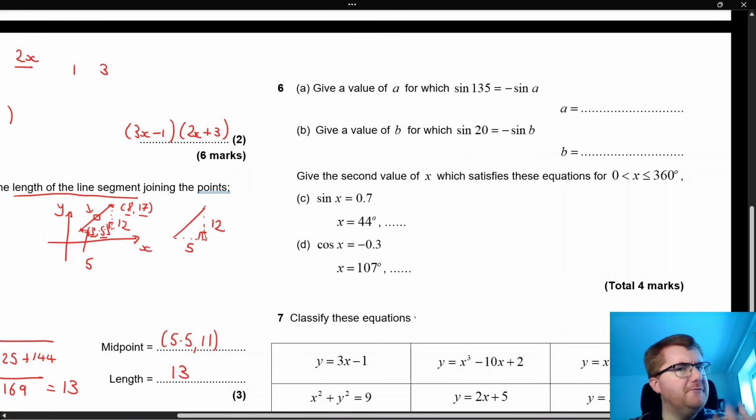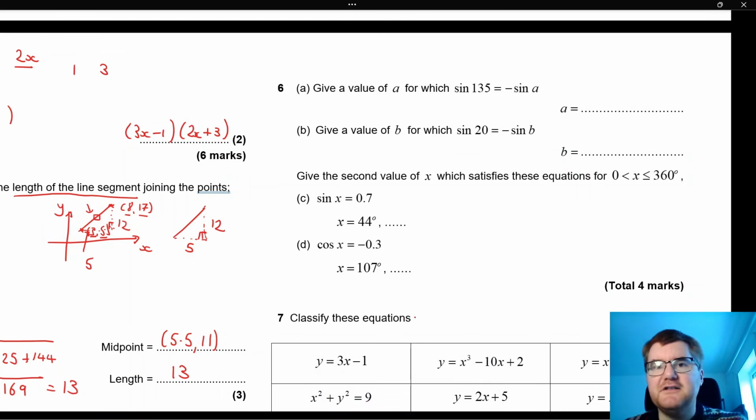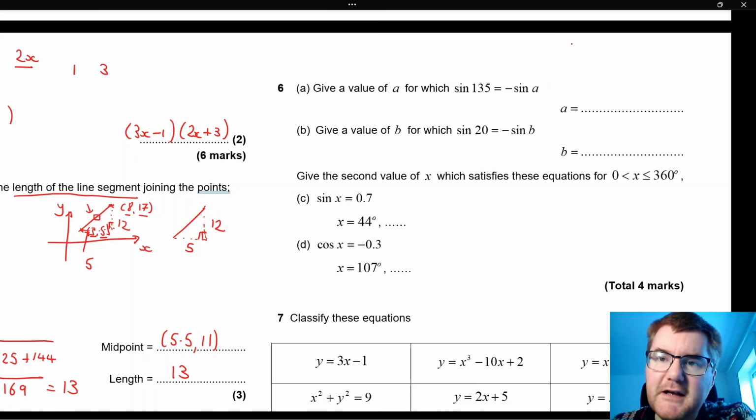Okay, on to question 6 here. It's a bit of a different kind of question, definitely more towards the A star category. Give a value of A for which sine 135 is equal to negative sine of that A. The easiest way of doing this is actually using the unit circle method. So if I just draw out, we've got 0, 90, 180, 270, and then back to 360.